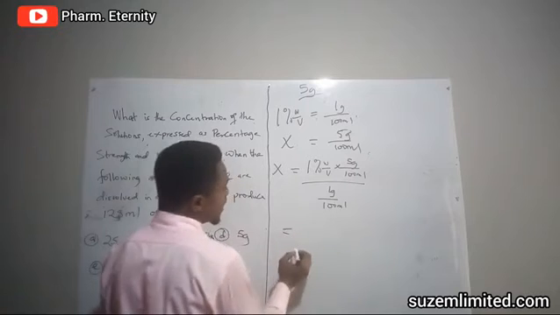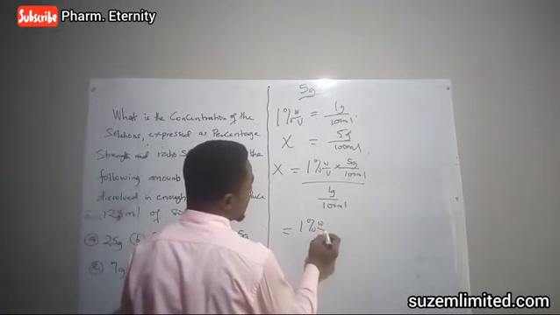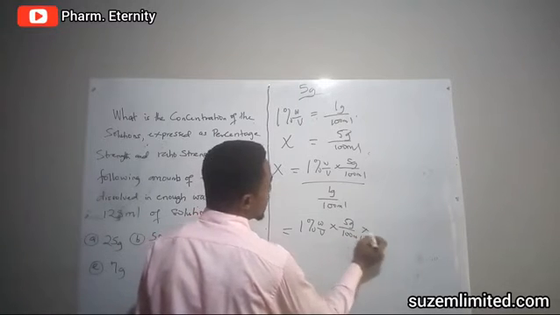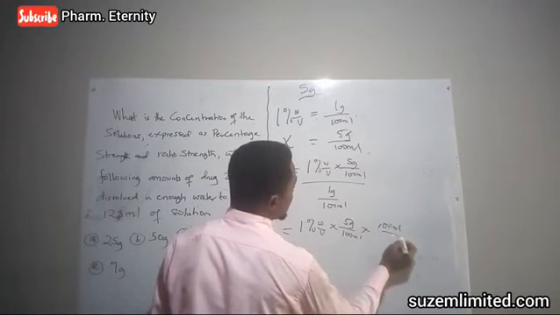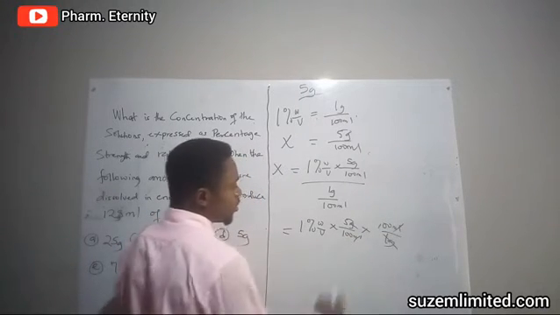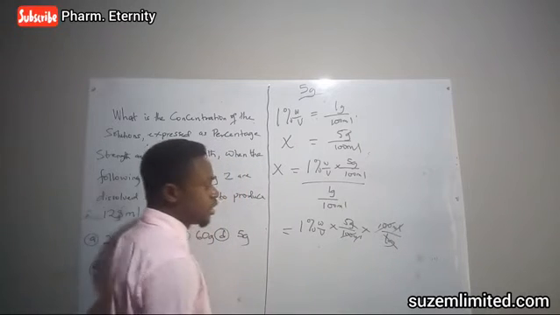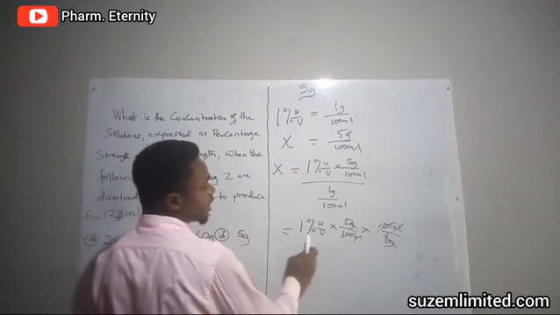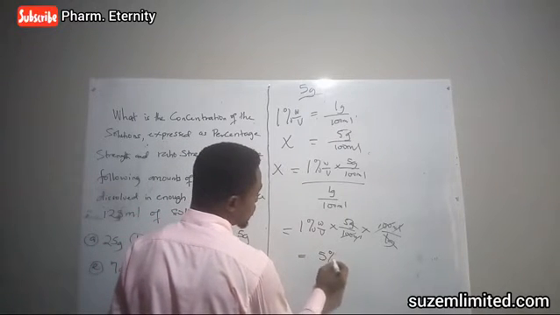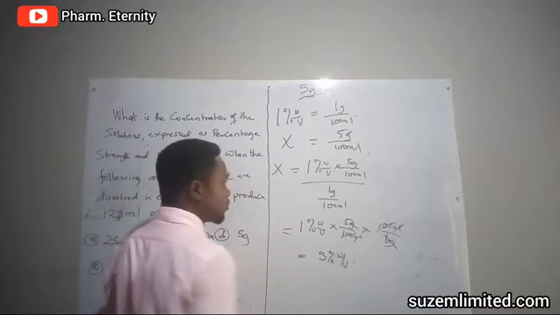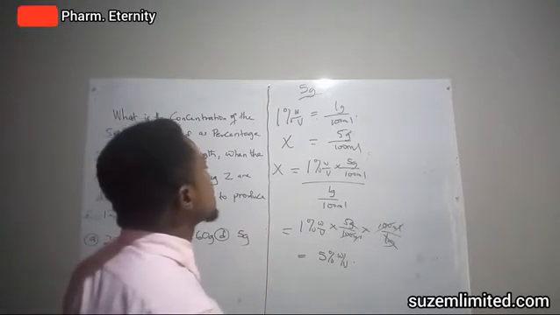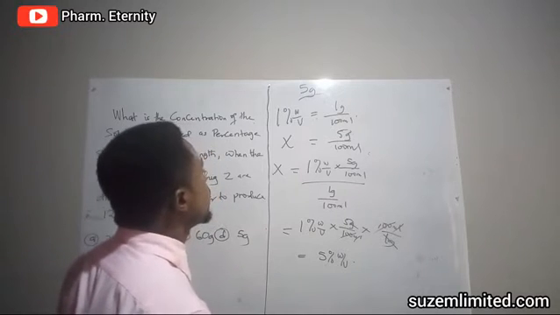So this is 1% weight per volume times 5 gram over 100 ml, times 100 ml over 1 gram. Gram cancels gram, ml cancels ml, and 100 cancels 100. What remains is 5 times 1% weight per volume, which gives us 5% weight per volume.